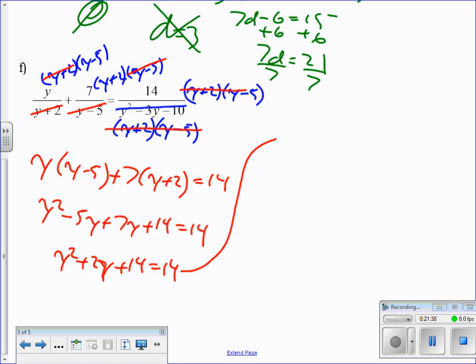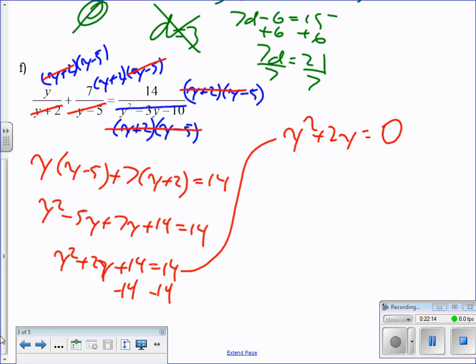Okay, if I have a quadratic, what does it need to be? It needs to be equal to 0. Subtract 14 from each side, and I get y squared plus 2y equals 0. And this is one where students screw up all the time. They just subtract 2y from both sides, divide both sides by y, and get y equals -2, which is one of two answers. There's still two answers here.